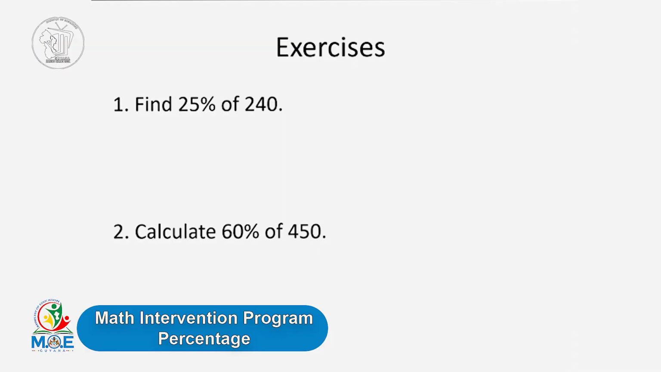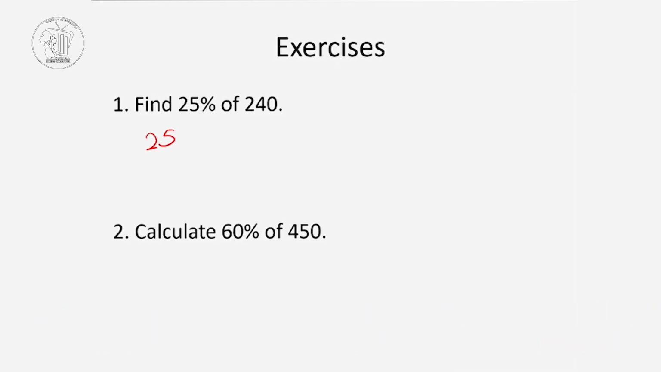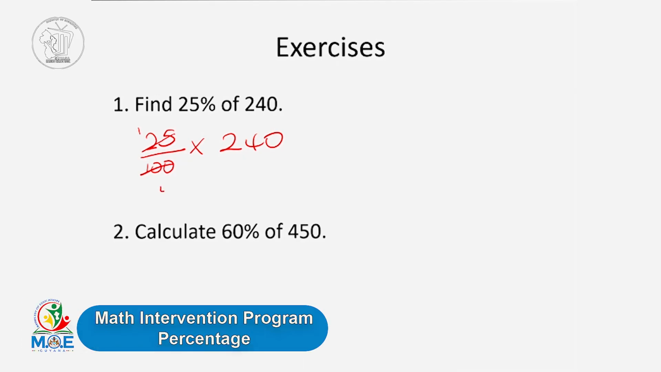So now we want to find 25% of 240. So 25% of 240 would simply be 25 over 100 multiplied by 240. So 25 ones 25. 100 divided by 25 would be 4. So 240 divided by 4 would simply be 4 ones 4. 4 into 24 would be 6. So 240 divided by 4 would be 60. So 25% of 240 is 60.